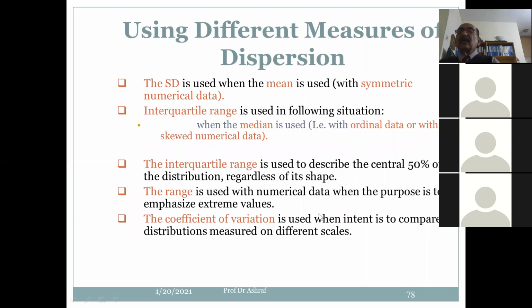So, use of different measures of dispersion: standard deviation is used with the mean when the data is symmetrical numerical. Interquartile range you use along with the median when the data is ordinal or skewed numerical, that is, skewedly distributed. Interquartile range covers the middle 50% of the distribution. Range is used with numerical data when the purpose is to emphasize extreme values. Coefficient of variation is used when the intent is to compare distribution measures on different scales.